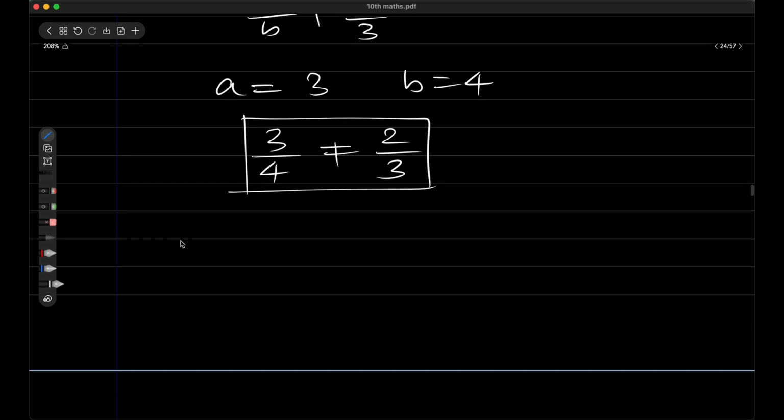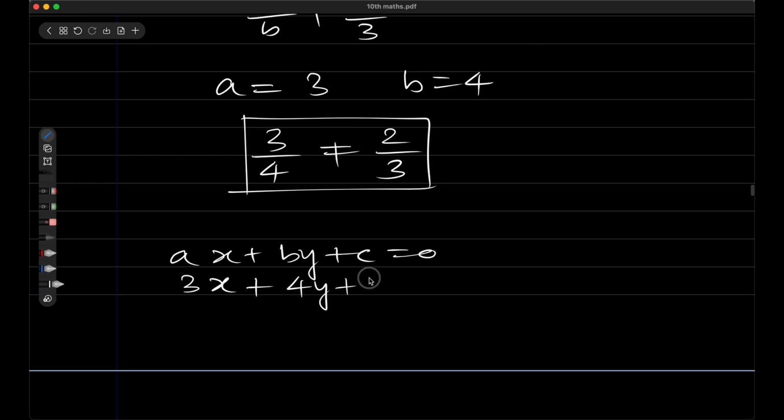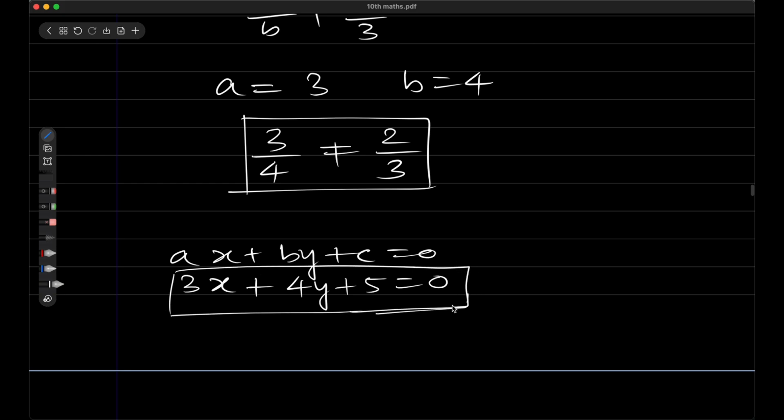So the linear equation will become ax plus by plus c equals to 0, that is, we have taken a equals to 3, so 3x, and b equals to 4, so 4y. We can take any c, that is any integer or any number. Let's take 5, so plus 5 equals to 0. This is the required equation to make two lines intersecting.